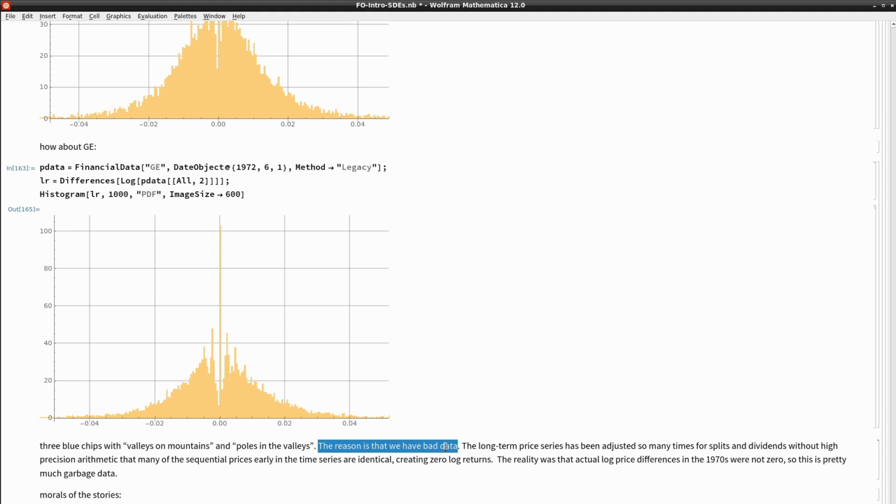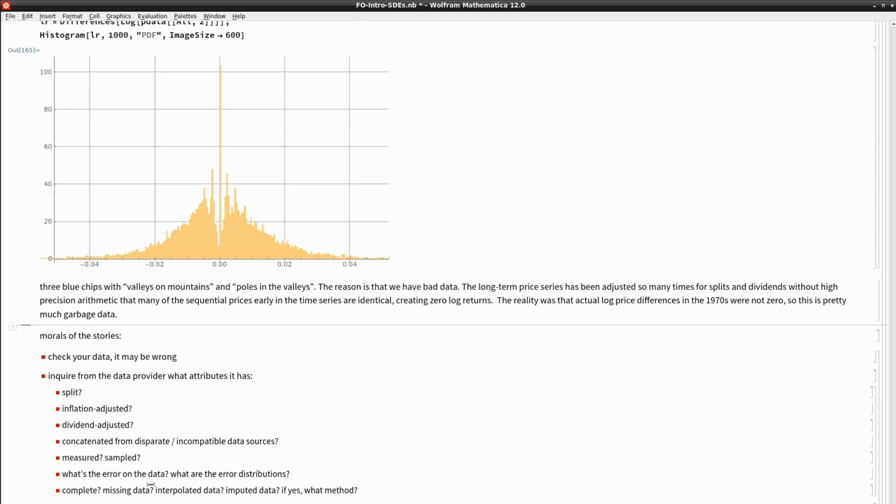And the reason for that is simply that we have bad data. And that is because the long-term price series has been adjusted so many times for splits and dividends without high precision arithmetic that many of the sequential prices early in the series are identical. And if they're identical, that simply creates zero log returns. That's why you have these zeros here creating these values. So the reality was that the actual log price differences in the 70s were not zero. So it's pretty much garbage data, because splits and dividend adjustments, if they're not done with high precision arithmetic, basically give you false prices. These prices, in particular the price changes, and that's what we're looking at here when we look at the consecutive differences of the logarithm, then we're simply getting garbage data.